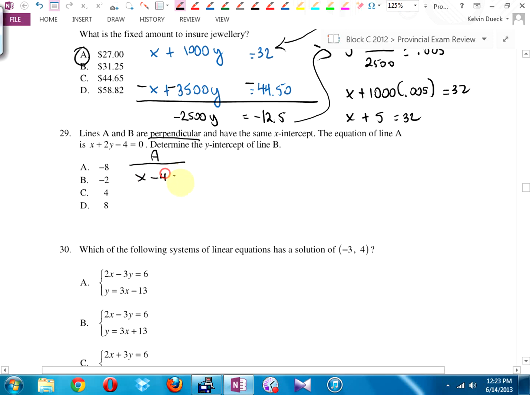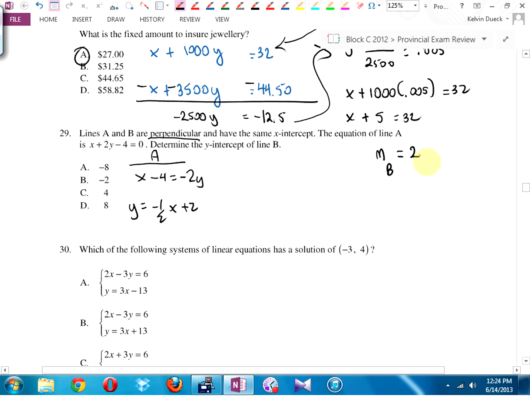x minus 4 equals negative 2y. And then I would divide by negative 2, divide by negative 2, divide by negative 2. I think I would have this: y equals negative 1/2 x plus 2. Is that okay? What's the slope of the line A? No, not line A. What's the slope of line B? What's the slope of the line that I want? 2 over 1, or 2.